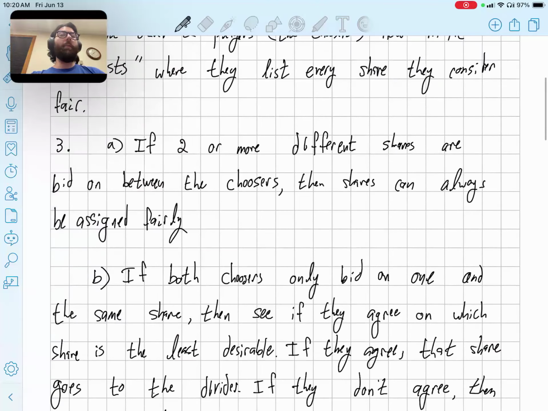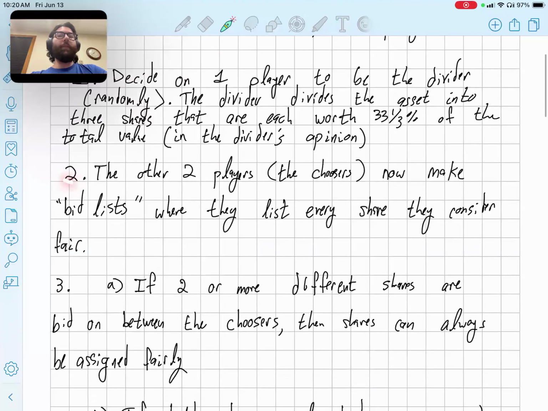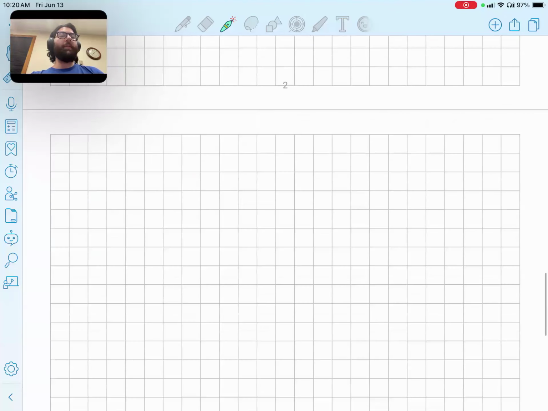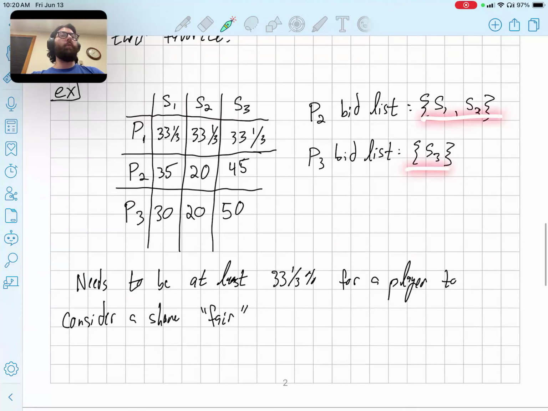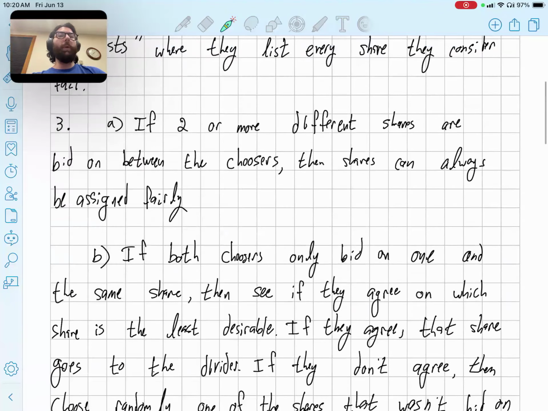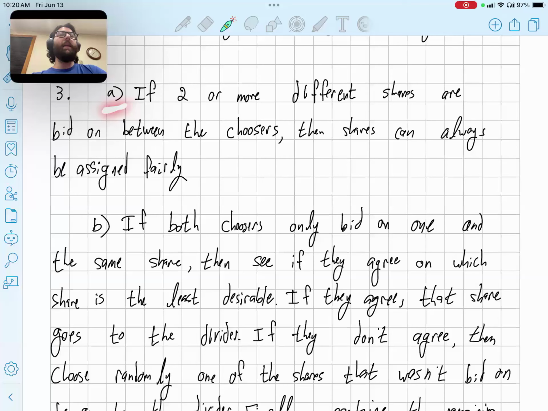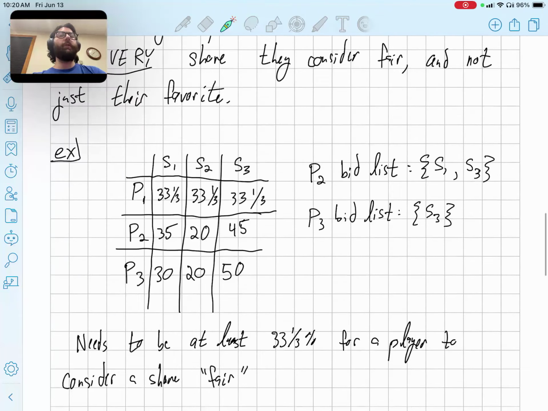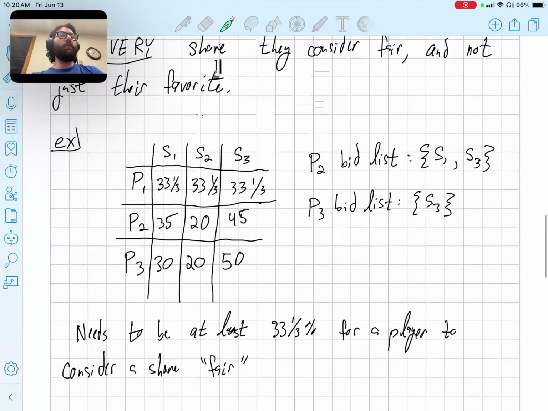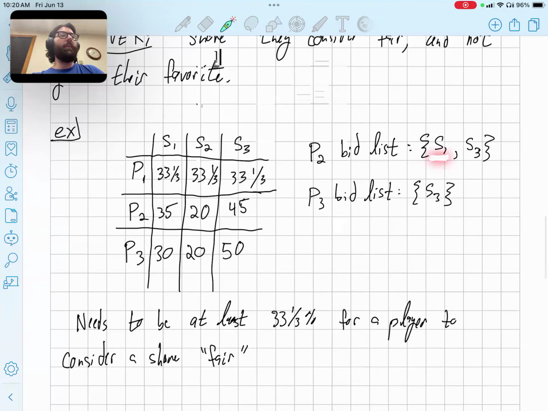Okay, and so now, step 2, the 2 players have made their bid lists. This is what their bid list would look like. They are rational players. They will say, all right, if it's at least 33 1/3%, I will bid on it. So we have the bid lists. Now, are we in the first case or the second case? The first case is A, if 2 or more different shares are bid on between the 2 choosers. Between the 2 choosers, we have S1 and S3.